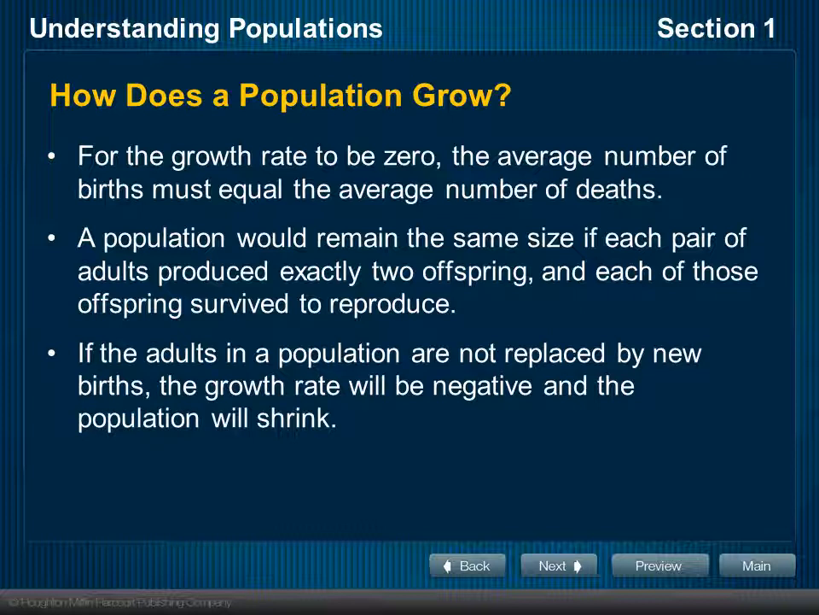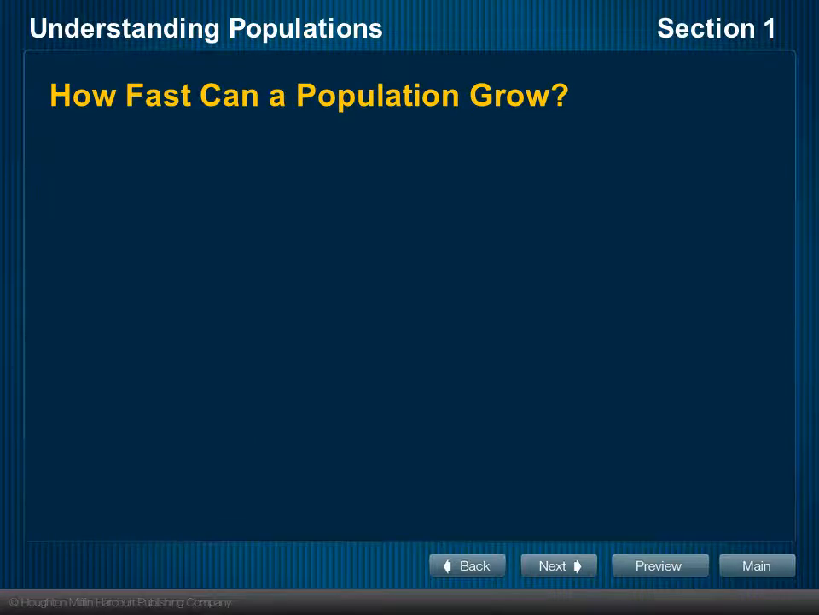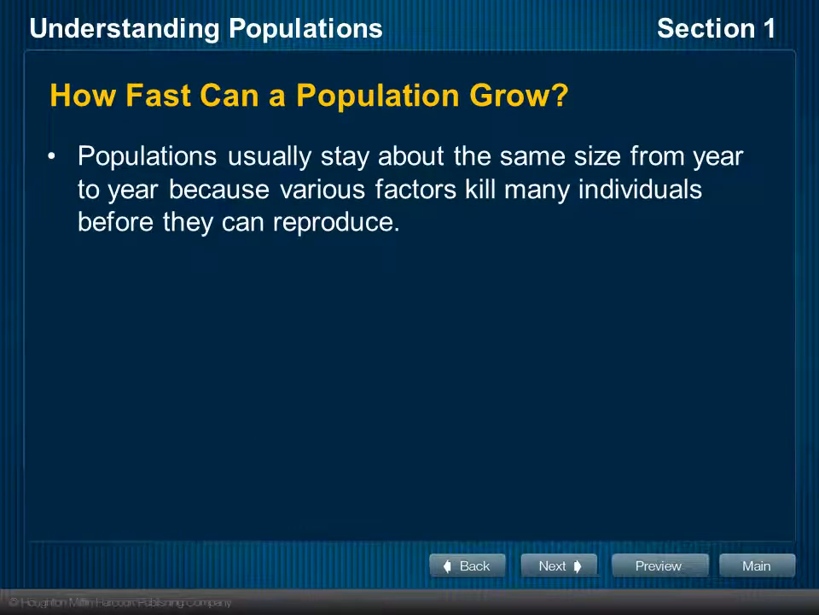But if the adults in a population are not replaced by new births, the growth rate ends up being negative. And when you have negative growth rate year after year, you ultimately have what is witnessed as population shrinking or population decline. If we're talking about rates, we can also talk about how fast a population can grow. And we look at this in ecology with different populations. Generally speaking, with most organisms and most populations, what we tend to see is that populations are going to stay the same size from one year to the next. There are subtle changes, but generally speaking, populations stay the same size.